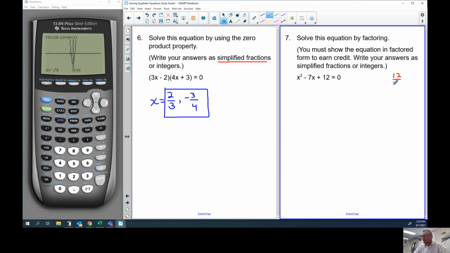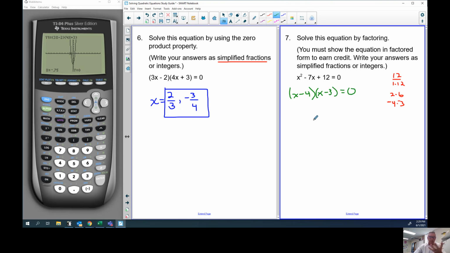Okay, 12. Well, 1 and 12, those don't add up to 7. 2 and 6, those don't add up to 7. 4 and 3, those add up to 7, but we got to use negative 4 and negative 3. Okay, so I could write this as x minus 4 times x minus 3 equals 0.